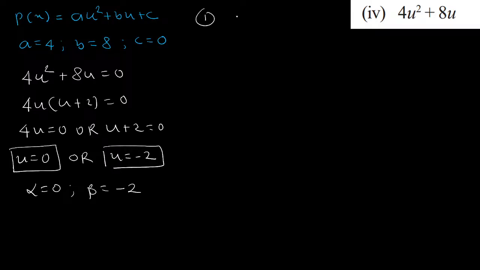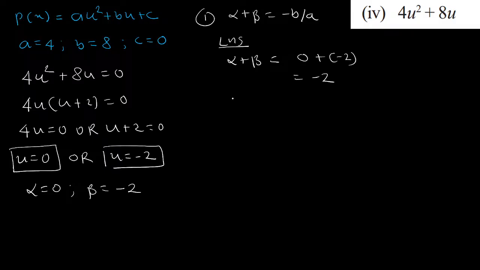Now let's verify the result. Alpha plus beta is equal to minus b by a. LHS part, alpha plus beta, alpha is 0 plus minus 2, answer is minus 2. RHS part is minus b by a. So b ka value is 8 and a is 4. So this is minus 2.